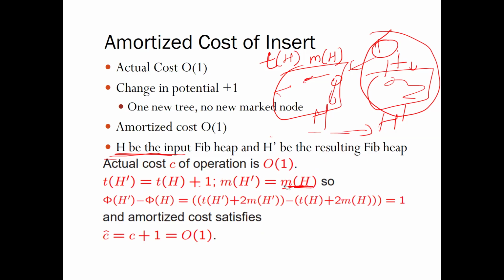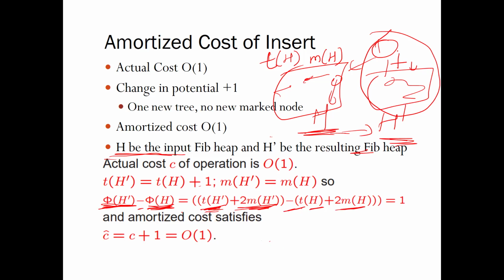Now, what is the change in potential energy? We know we have to subtract. This is the previous state and this is the current state. So the change in potential energy is current state minus previous state. So what we do is the potential energy of the current state minus the potential energy of the previous state. We just have to subtract these two. You know that phi of H dash is T of H dash plus 2 times M of H dash, minus T of H plus 2M of H.